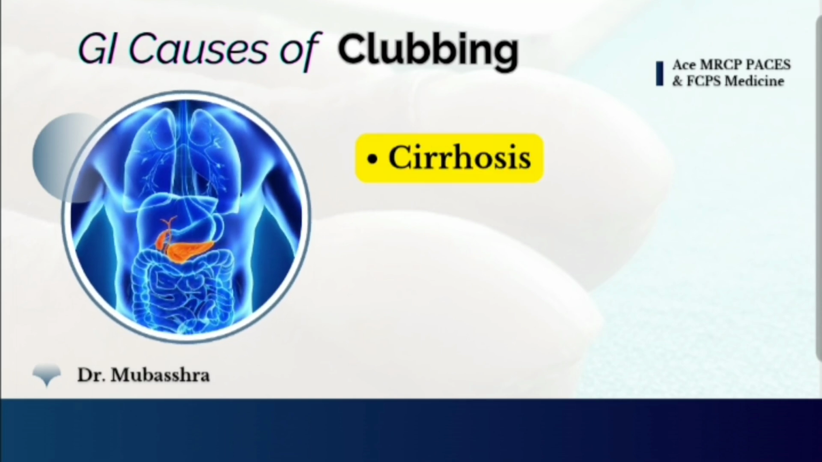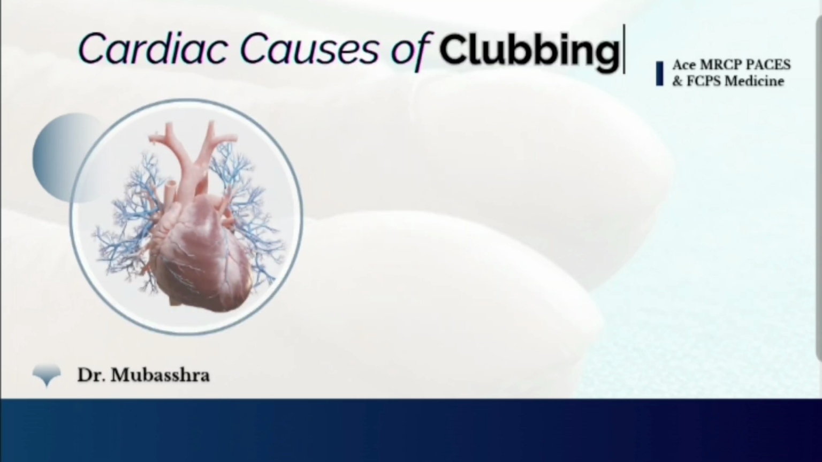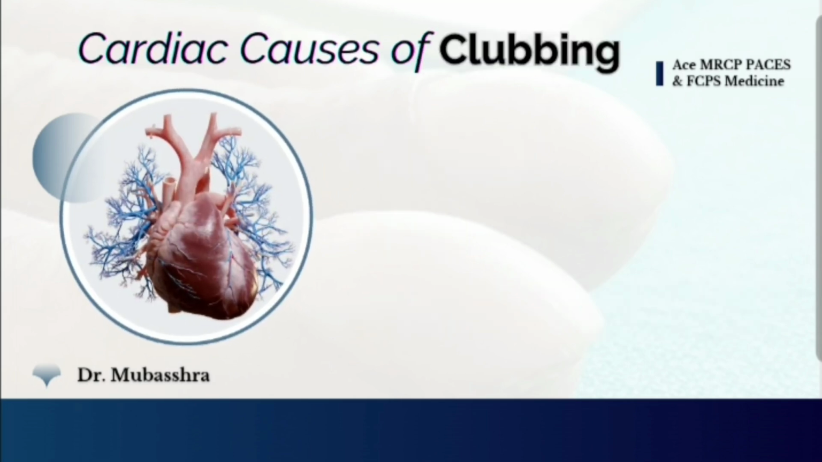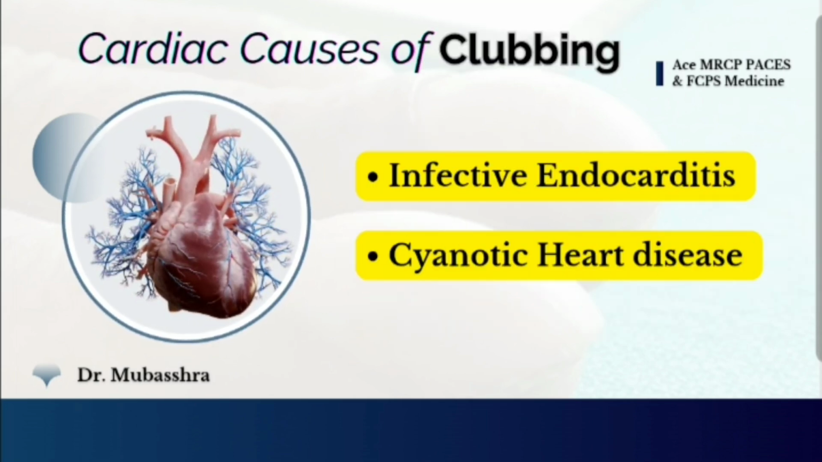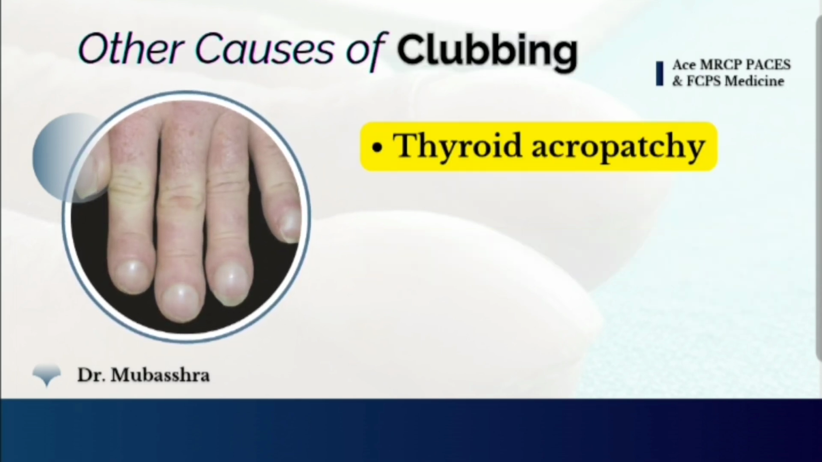These include cirrhosis, especially hepatopulmonary syndrome, inflammatory bowel disease, that is ulcerative colitis and Crohn's disease, and small bowel lymphoma. What are the cardiac causes of clubbing? Infective endocarditis and cyanotic heart disease. Other causes of clubbing include thyroid disease, that is thyroid acropathy, familial, that is hereditary clubbing, and clubbing can even be idiopathic.